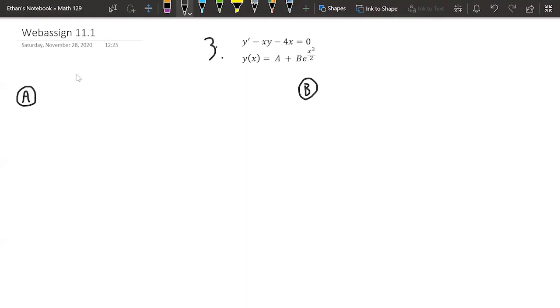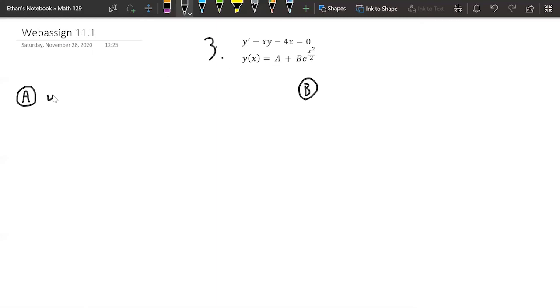Okay, so part A asks us to figure out for what value of a is this proposed solution an actual solution to this differential equation. Just like the last two problems, you may be noticing a theme here. What we're going to do is solve for everything that's involved in this differential equation. So basically just figure out what y prime is, plug it in, and then solve for a.